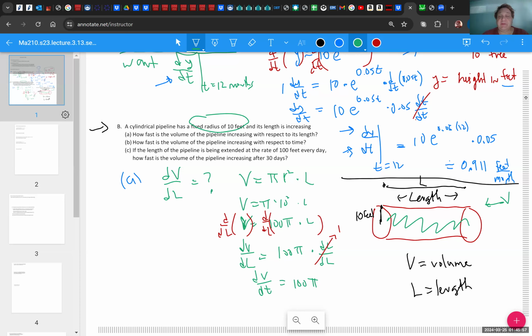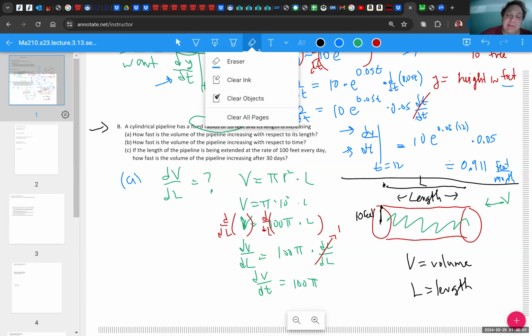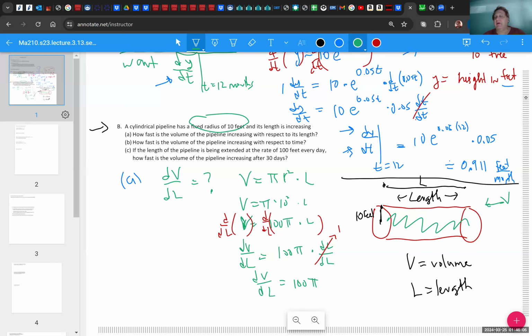All right, that's very interesting. So the change in volume with respect to L, my habit is just horrible, isn't it? The change in volume with respect to L is always 100 pi. And the units for that, the top unit is volume. Volume in this case is measured in, well, we didn't say what, but length is measured in feet. So volume is measured in cubic feet. So the units here for dV/dL would be cubic feet.